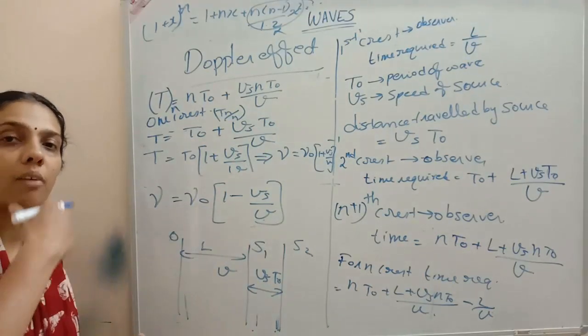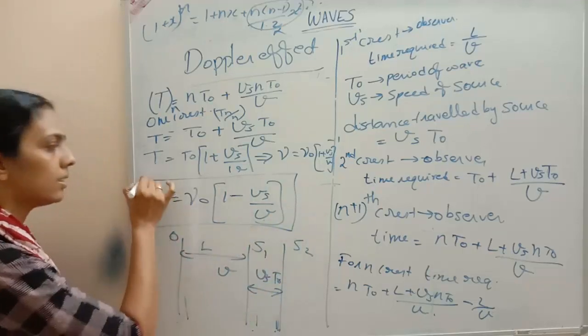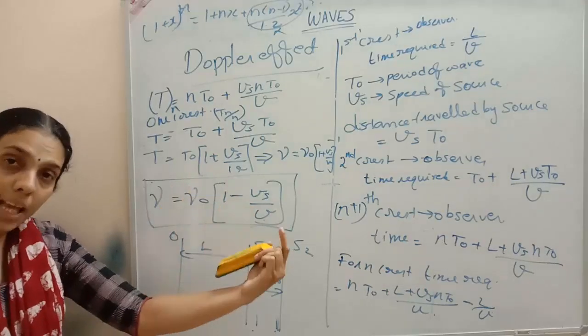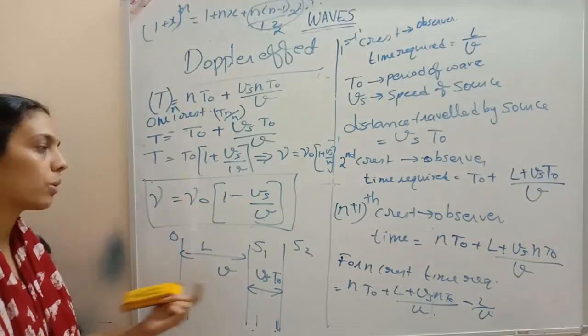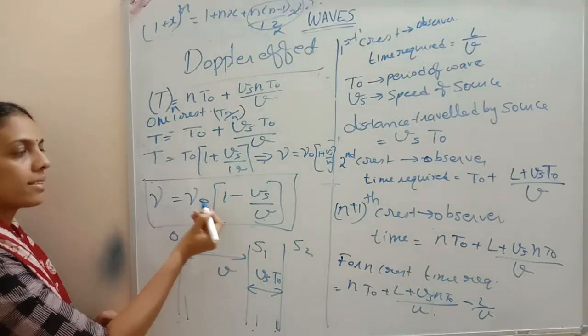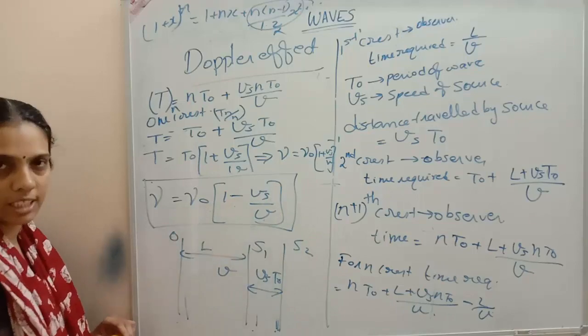Source is moving away from the observer. If source is moving away from the observer, this will be the frequency. So suppose if source is approaching the observer, what will be the case? If source is approaching the observer, nu equals nu 0 into 1 plus Vs by V it will be.